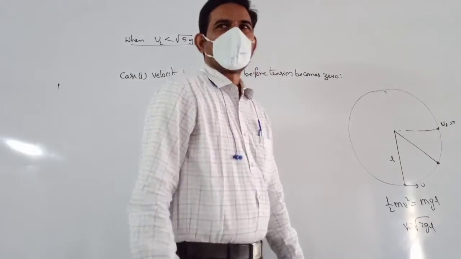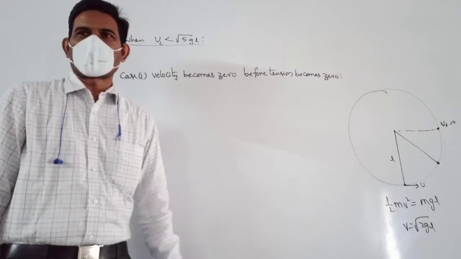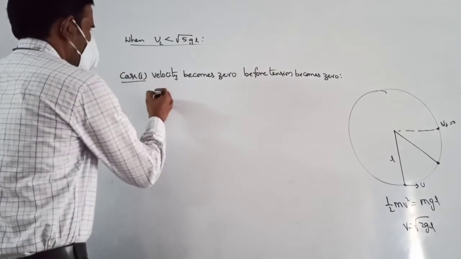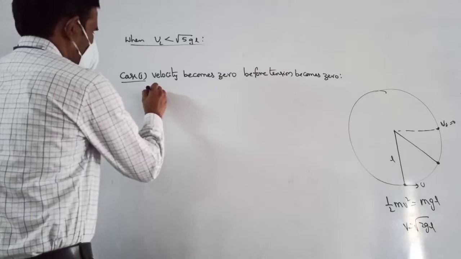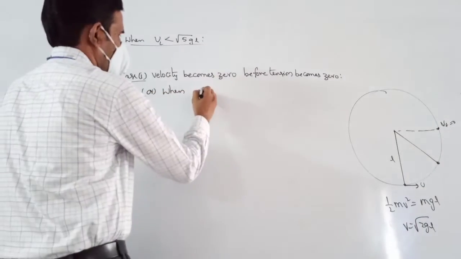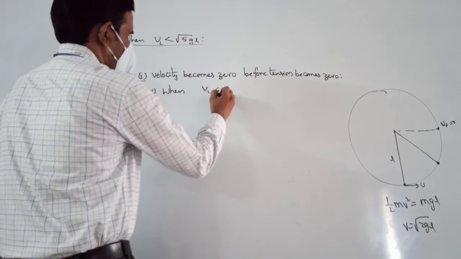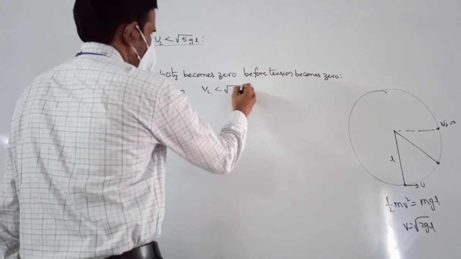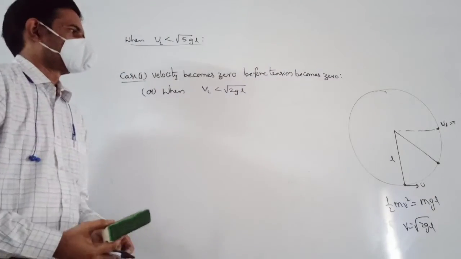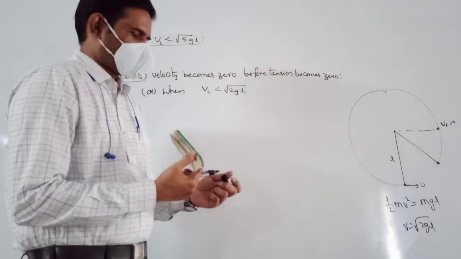So you can also mention this as: or, when the velocity at the lowest point is less than root 2GL. So mention a sentence here, yes.